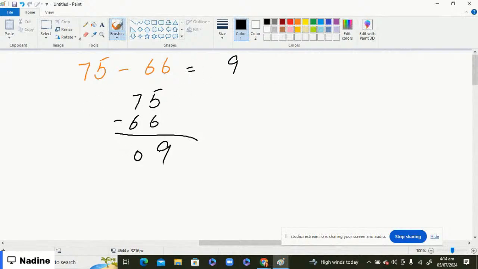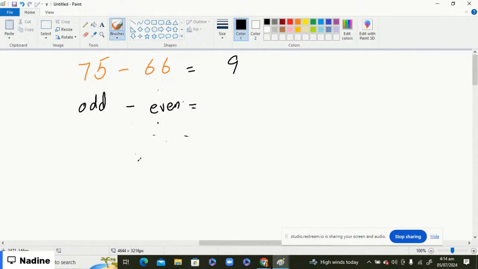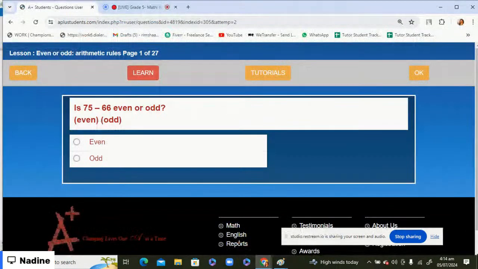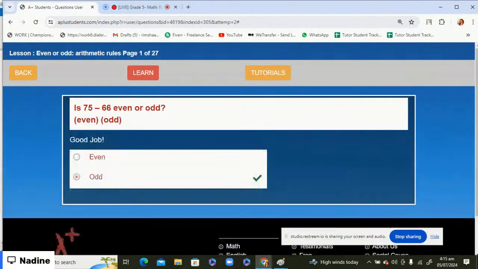So tell me, is 75 even or odd? 75 is odd and 66 is even. When one odd and one even are subtracted, then you always get an odd answer. So here we're going to write it down, that is odd. Okay? In this way we are going to solve this question.